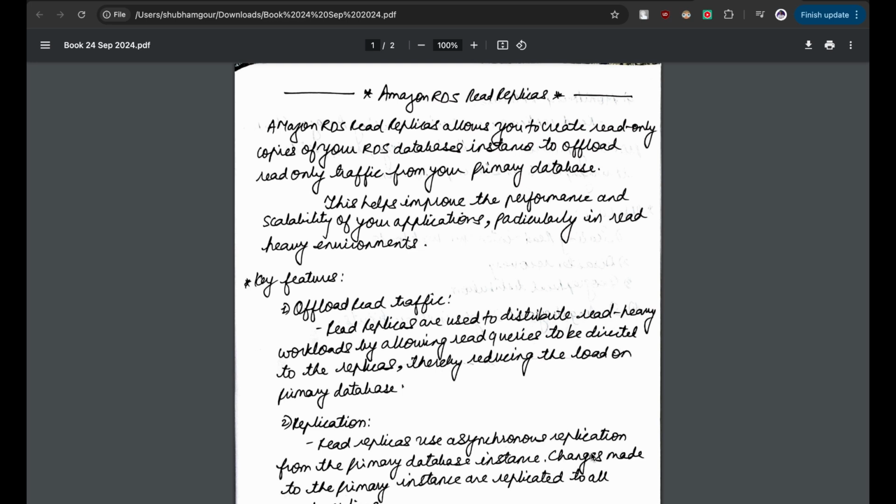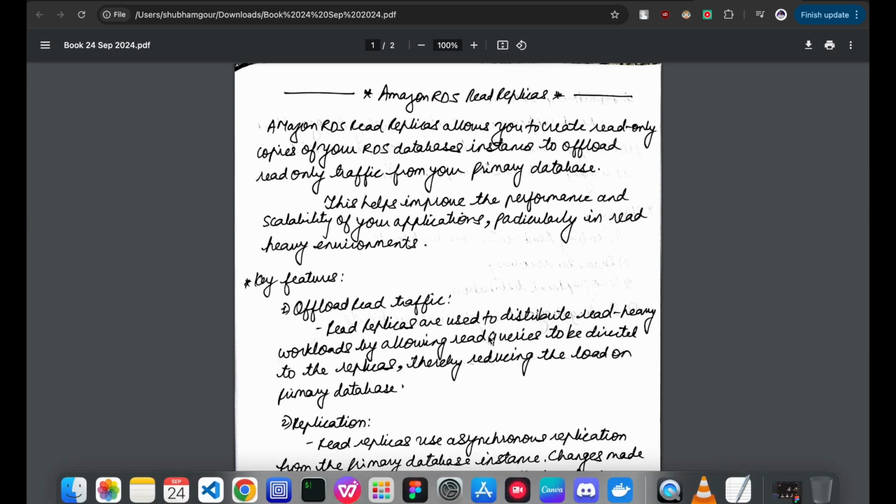So Amazon RDS Read Replica allows you to create read-only copies of your RDS database instances, offered so you can offload the read-only traffic coming from your primary database. This improves the performance and scalability of the application, particularly in read-heavy environments, right?